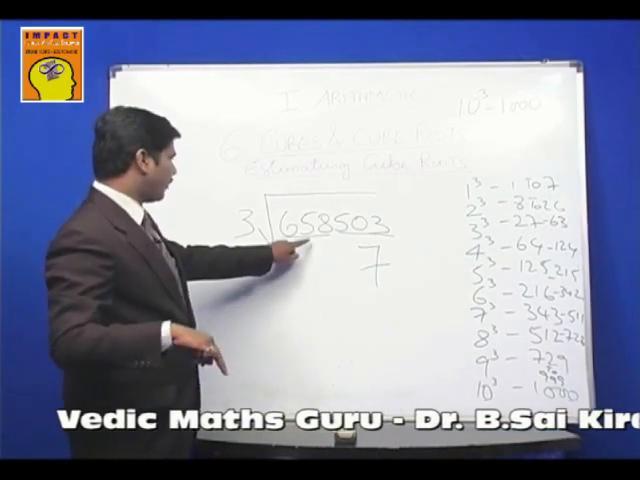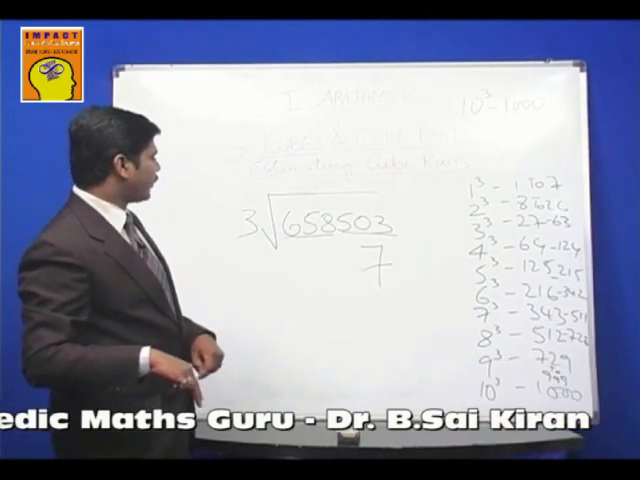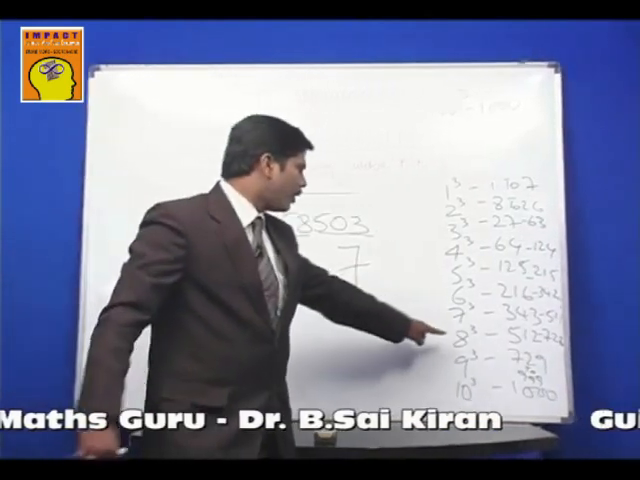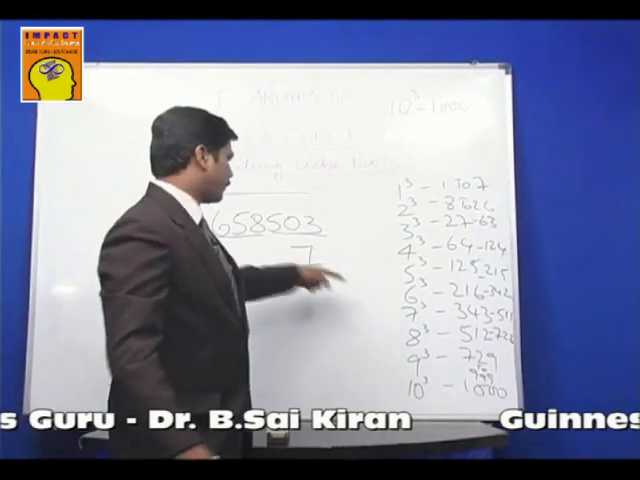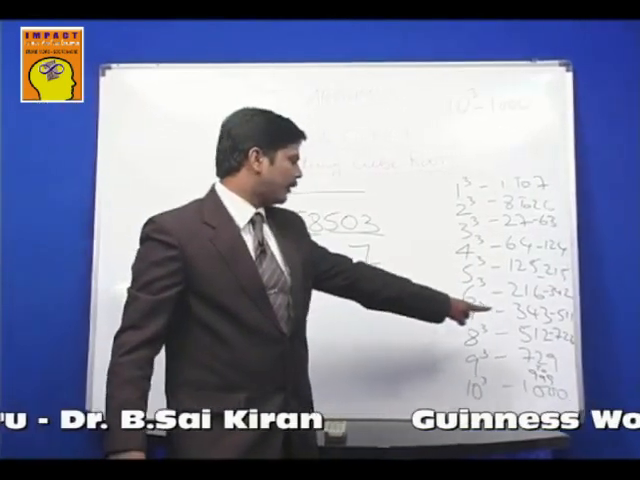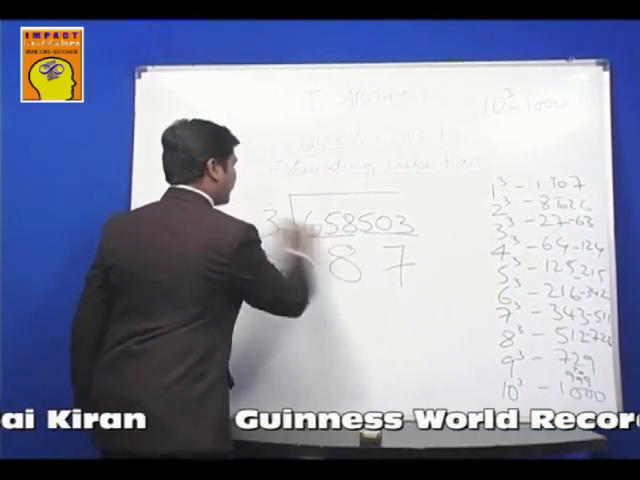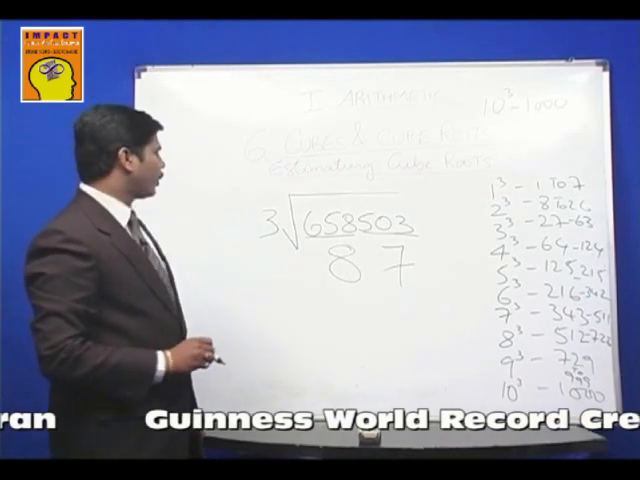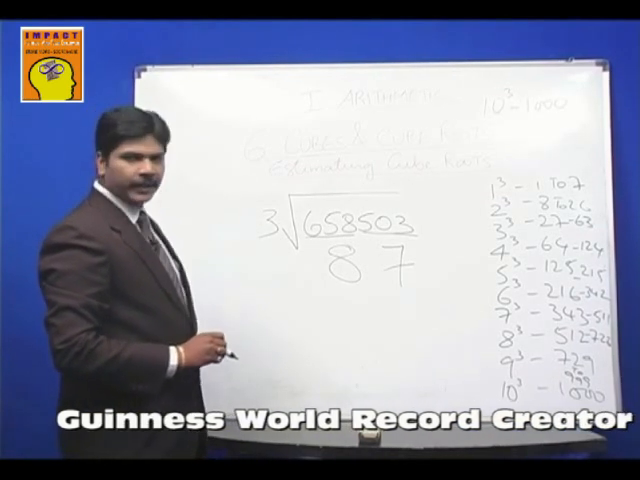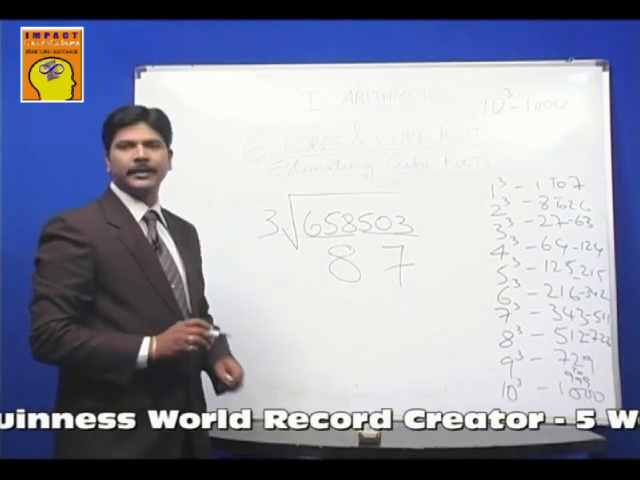Now come to the extreme left number, the left underline. 658, tell me according to the table, what is the cube root of 658? All the numbers from 512 to 728, the cube root is 8. So write 8 here, and that's the final answer. The cube root of 658503 is 87.